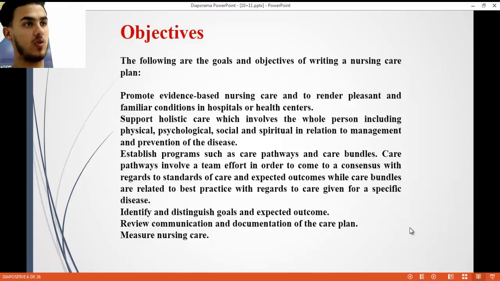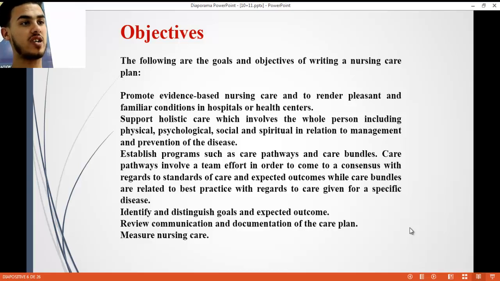The objectives behind writing a care plan. The following are the goals and objectives of writing a nursing care plan. First, promote evidence-based nursing care and render pleasant and familiar conditions in hospitals or health centers. That's what we have mentioned before. Support holistic care, which involves the whole person, including physical, psychological, social, and spiritual aspects, in relation to management and prevention of disease, which means that the care plan includes all the members or workers in the hospital.